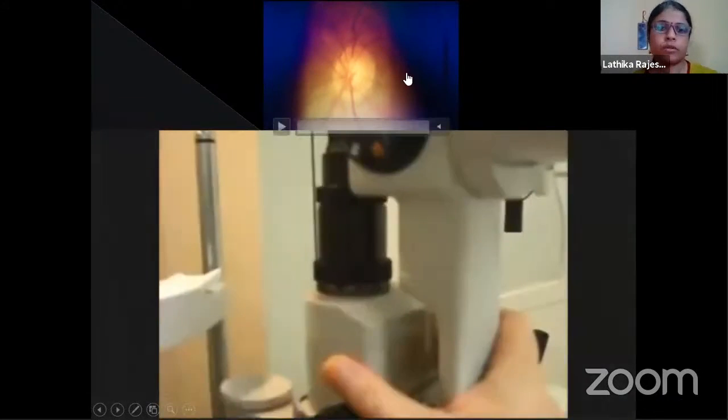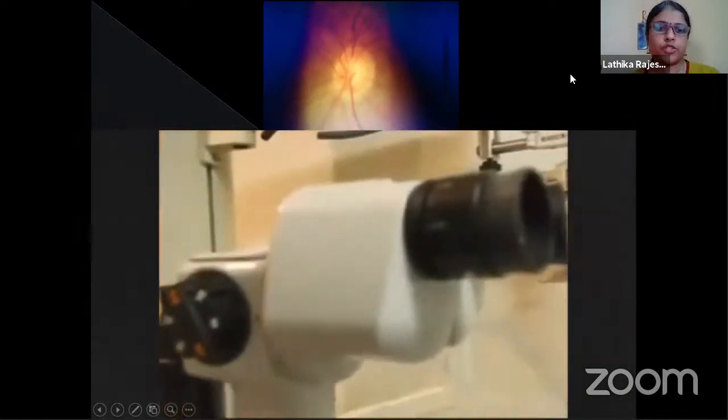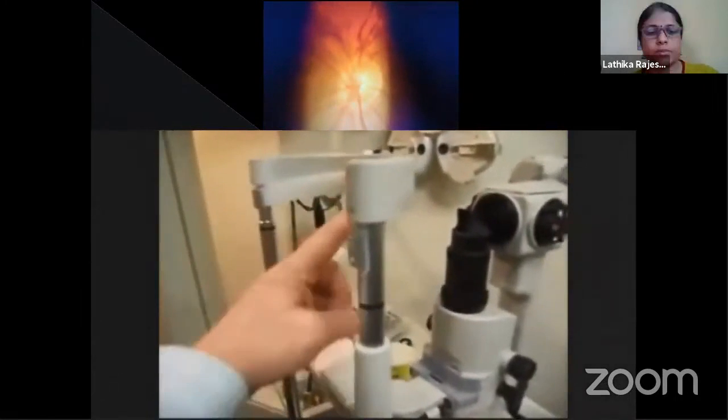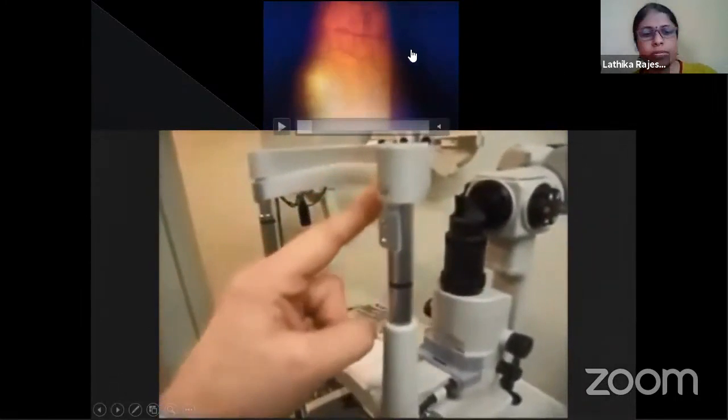Next slide, sir. So this is a small video just to show you how the slit lamp should be first adjusted. As I said, the oculars and the illuminating system should be 90 degrees to the patient and well aligned.